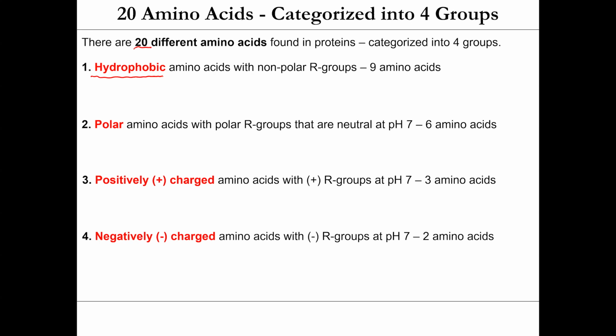There's also going to be 6 amino acids that are polar, that have polar R groups, but that are neutral at pH 7. There's also 3 amino acids that are positively charged at pH 7, so they have hydrophilic side chains that are positively charged. And then lastly, there's 2 amino acids that are negatively charged at pH 7, so they have negatively charged R groups. So 20 different amino acids categorized into 4 different groups: hydrophobic, polar, positively charged, and negatively charged.